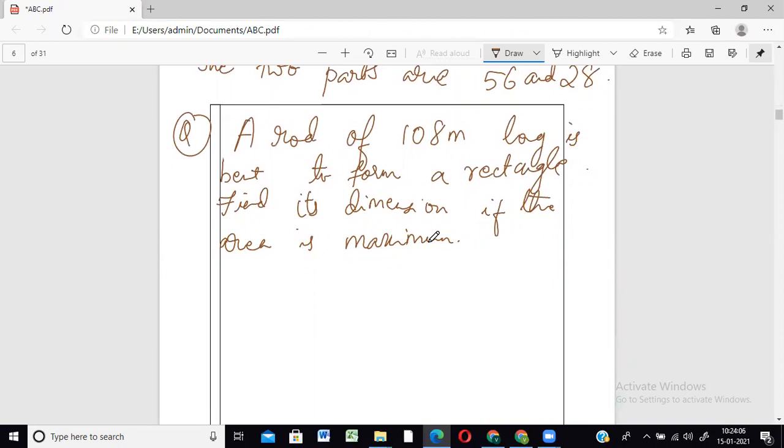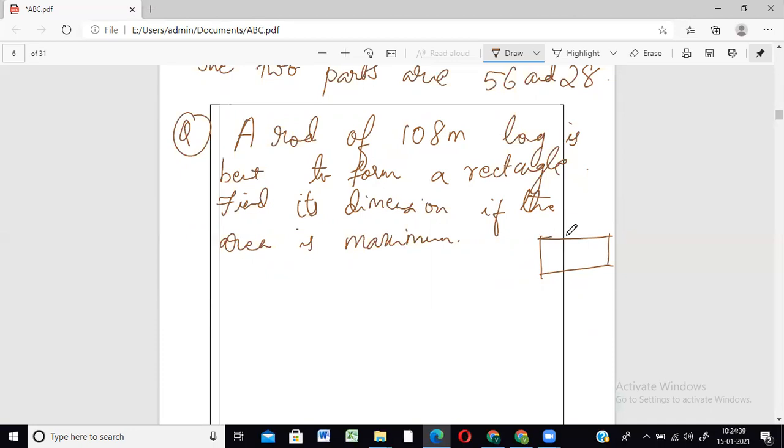Okay, now a rod of 108 meters long is bent to form a rectangle. Find its dimensions if the area is maximum. All right, if the area is maximum. What are they telling you in this question? There is a rod, a long rod of 108 meters.